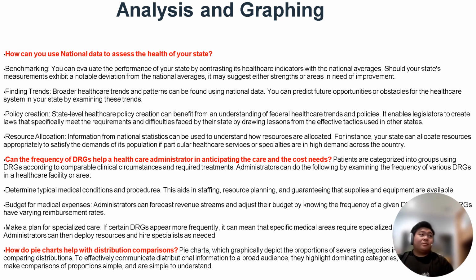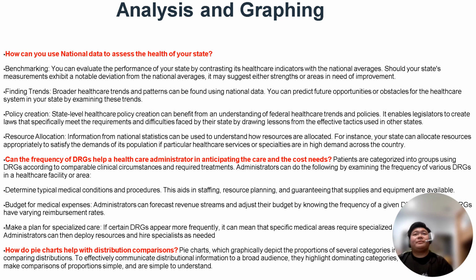Can the frequency of DRGs help a healthcare administrator in anticipating the care and the cost needs? Patients are categorized into groups using DRGs according to comparable clinical circumstances and required treatments. Administrators can do the following by examining the frequency of various DRGs. Determine typical medical conditions and procedures. This aids staffing, resource planning, and guaranteeing that supplies and equipment are available.